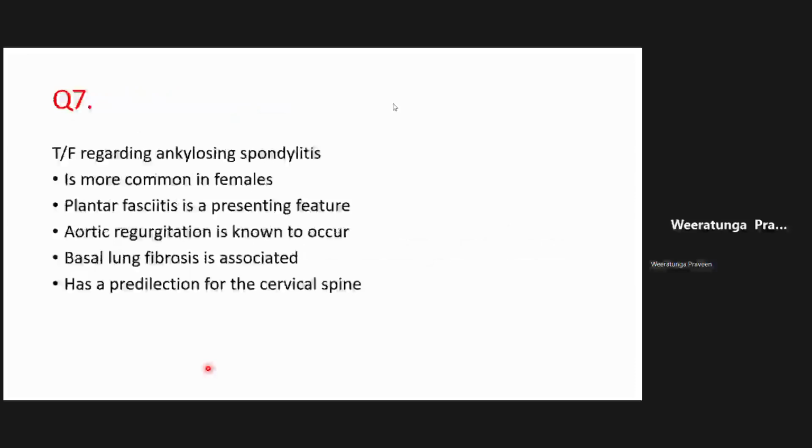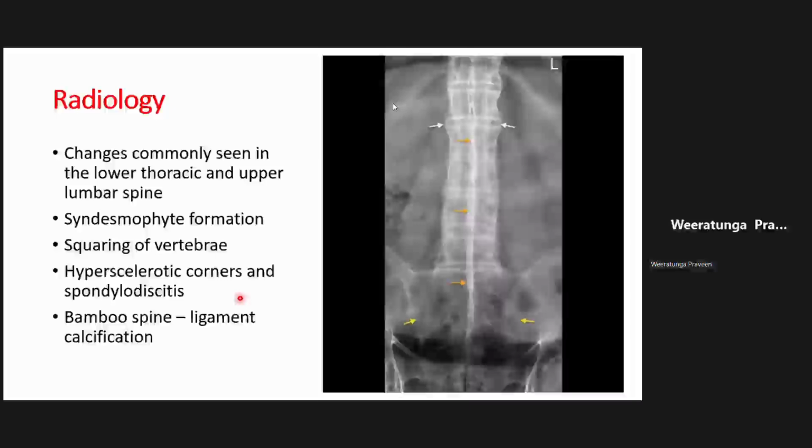So ankylosing spondylitis and most of the spondyloarthritis are actually common in the thoracolumbar spine, right? Not in the cervical spine. You can get it in the cervical spine, but it commonly starts off in the thoracolumbar spine. Then it can involve all parts of the spine. So this is what I told you: changes commonly seen in the lower thoracic and upper lumbar spine.